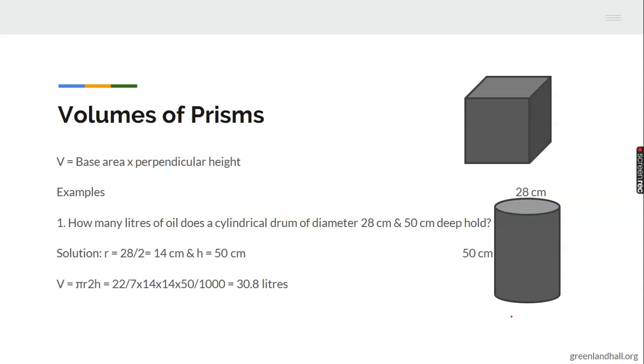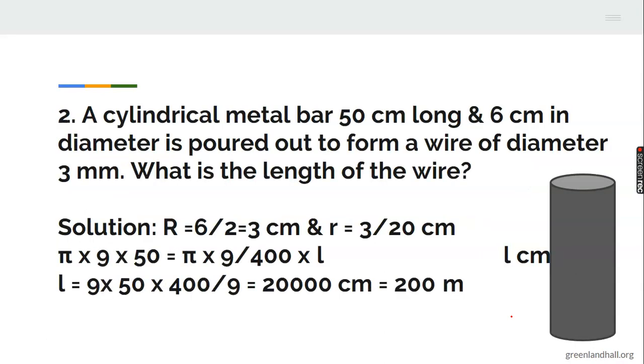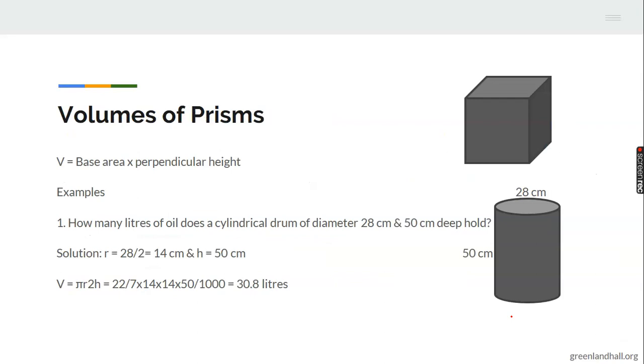Example: volumes of prisms generally. V equals base area times perpendicular height. An example of a prism is a cube. We know that all the sides are equal, so the base is a square, and the height is also the length. So here is h, so here will be h squared. Everything is equal.